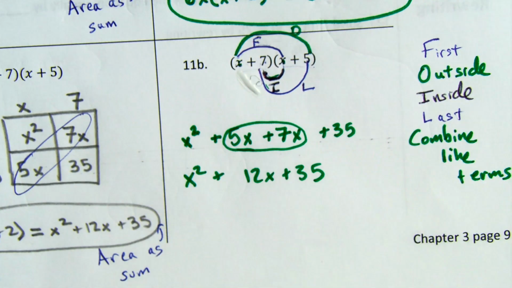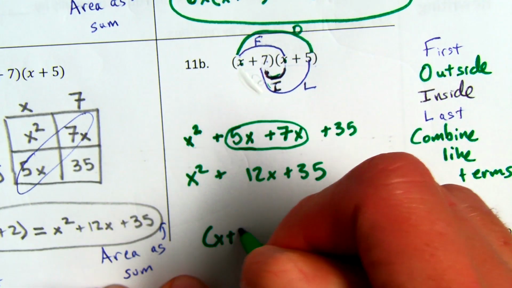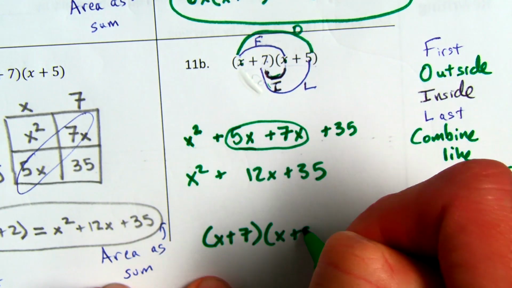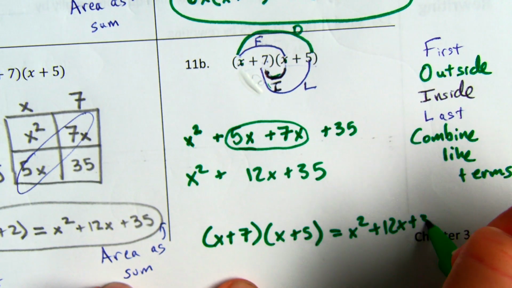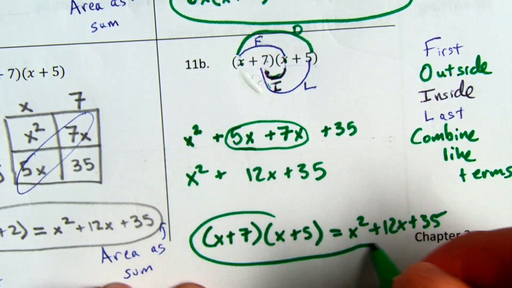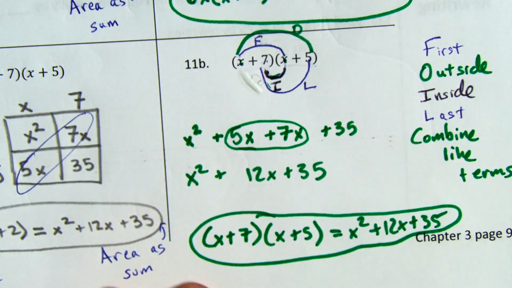Got rid of my mistake there, so that's going to be, how'd you do? x plus 7 times x plus 5 equals x squared plus 12x plus 35. Alright, we've got two more of these. Let's go to the next page.